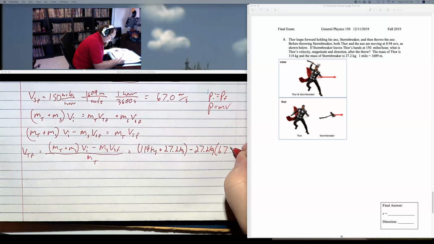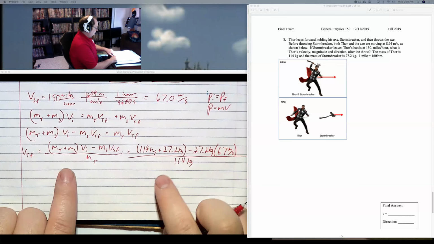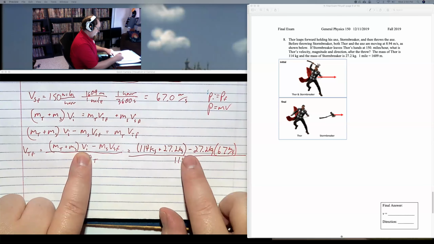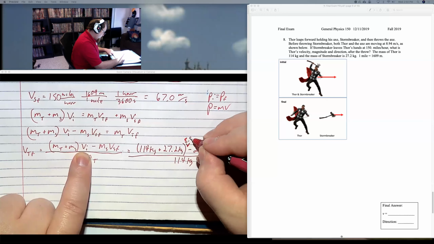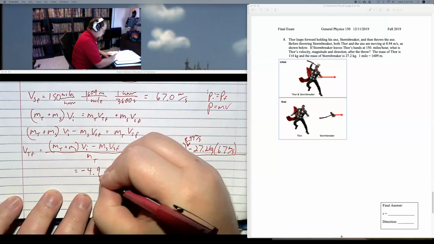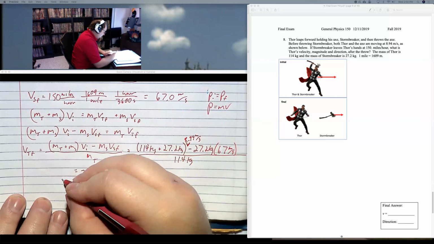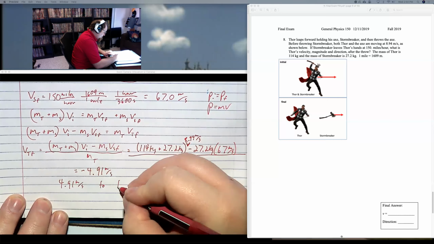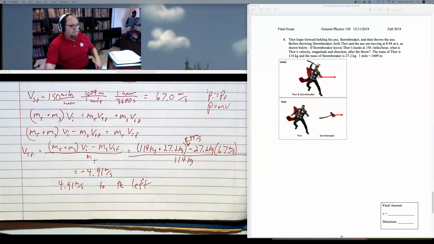Oops, I messed up. I will fix my mistake in a second. When I did this, I dropped this VI. I just didn't put it there. There should be a VI here, which was 8.94. So I apologize for that. And so I got a negative answer, so that means it's 4.91 meters per second to the left. I know it's left because I got a negative value. When he throws his axe, he's going to go pew and go that way.